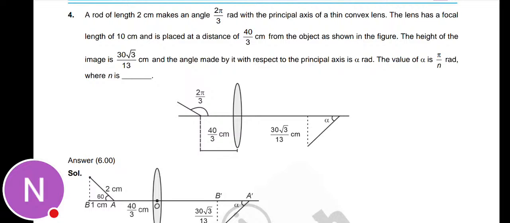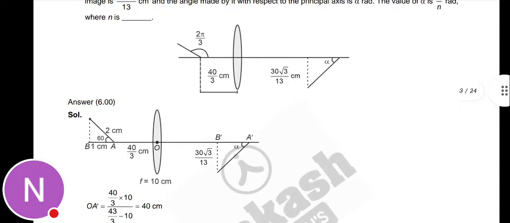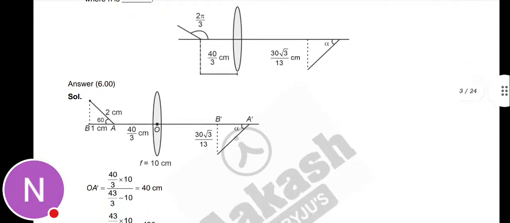Okay, so this is the figure they have given. The solution is: in the diagram they have mentioned the values, and you have to take those values.